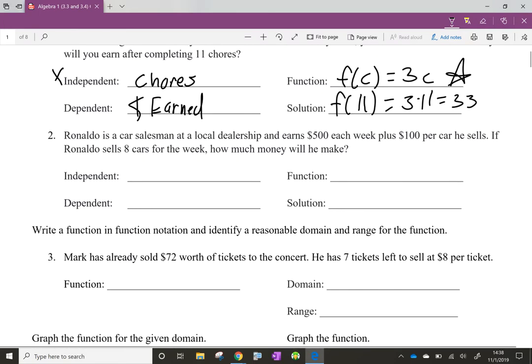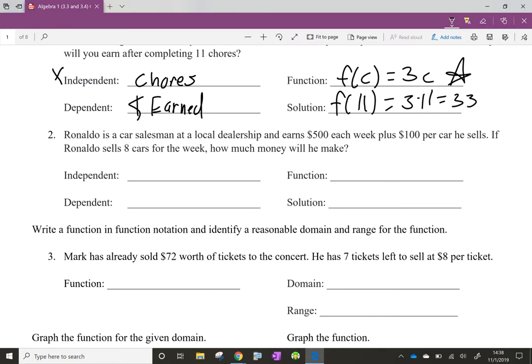So now let's look at number 2. Number 2 is pretty much the same problem. If you want to pause the video and try it yourself, go for it, and then you can check your answer. Or you can just watch through if you're still a little bit confused. Ronaldo's a car salesman at a local dealership and earns $500 each week plus $100 per car that he sells. If Ronaldo sells 8 cars for the week, how much money will he make?